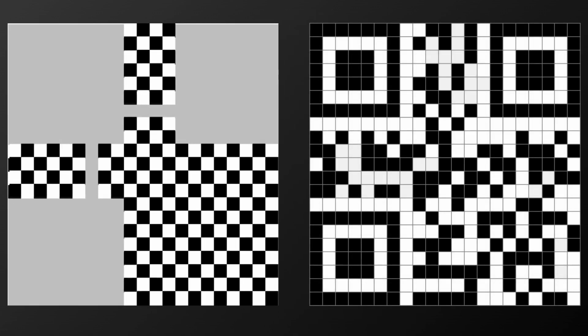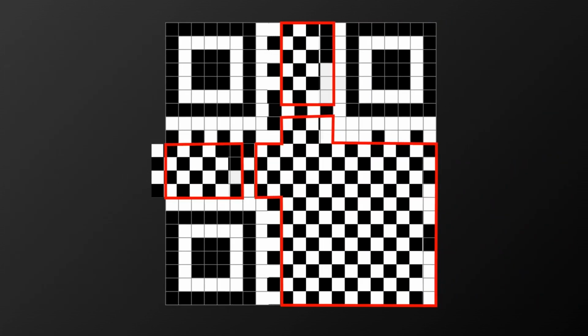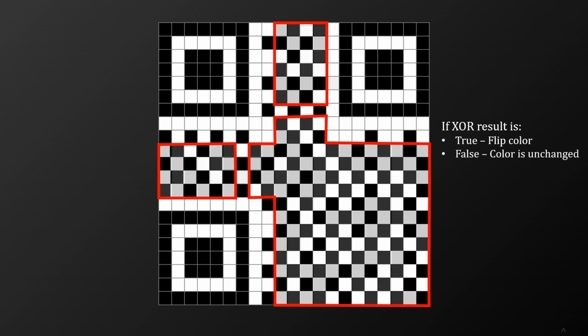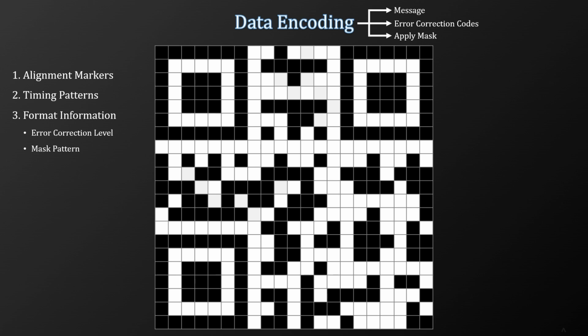The mask is applied only to the data and its error correction area, and not to any other part of the QR code. Now, XOR the value of squares in the QR code with that of the mask. If the result is true, the square's color is flipped: black becomes white, and white becomes black. If the result is false, the square remains unchanged. This is how our QR code looks after the data encoding.